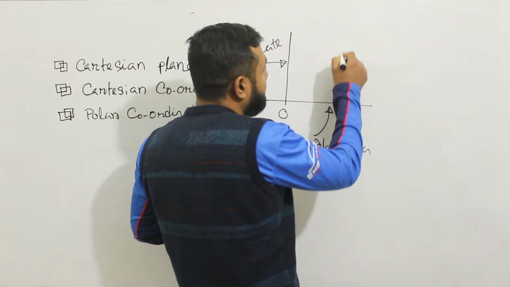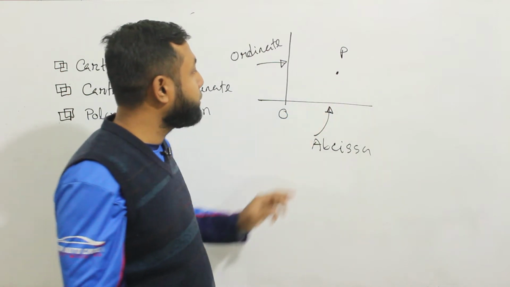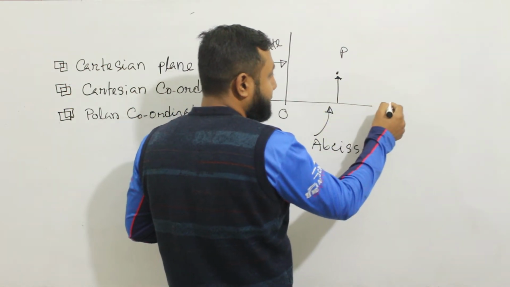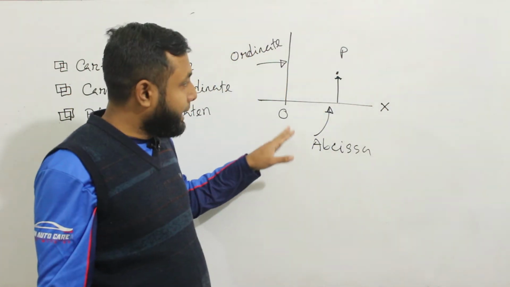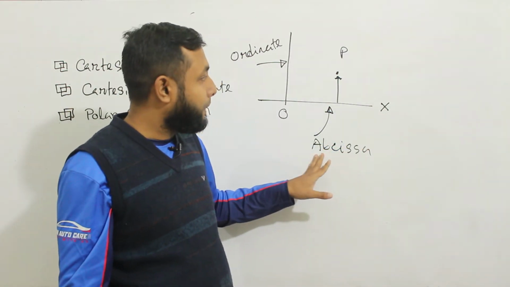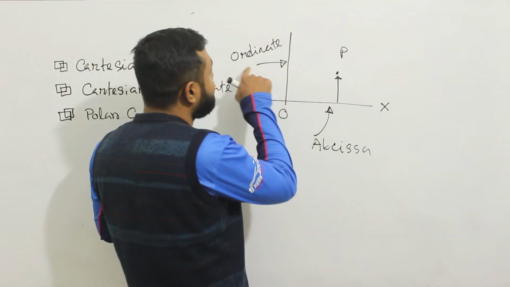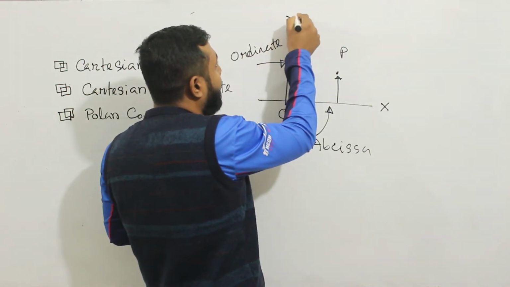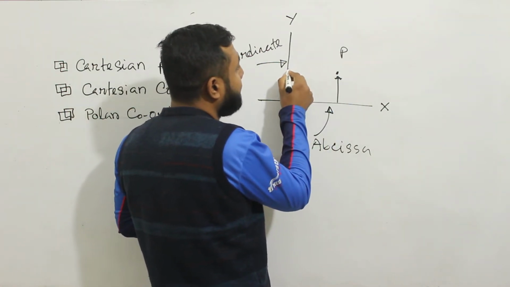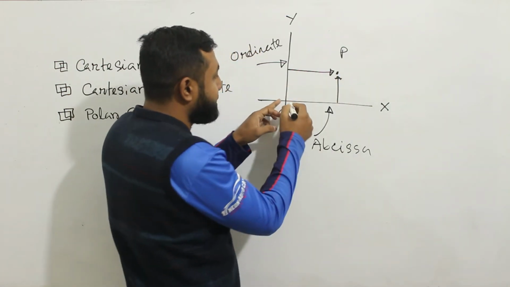That point is P. If we want to calculate the position of P, then we have to calculate the distance from the x-axis. The horizontal axis, the abscissa, is named the x-axis. And we think of the other axis, the ordinate, as the y-axis. In that case, the position of P is away from the y-axis by a distance value.